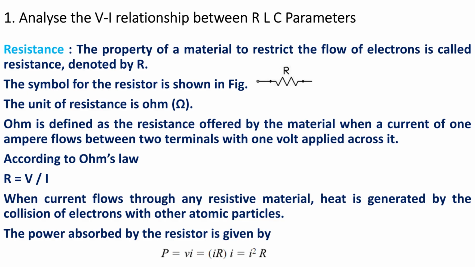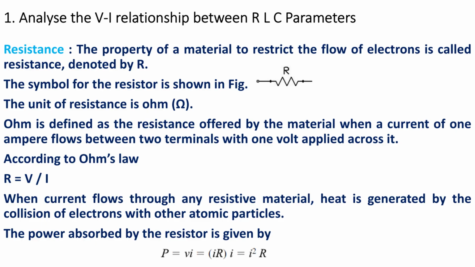Resistance. The property of a material to restrict the flow of electrons is called resistance. It is denoted by R. The symbol of the resistor is as shown in figure. The unit of resistance is ohm. Ohm is defined as the resistance offered by the material when a current of 1 ampere flows between two terminals with 1 volt applied across it.